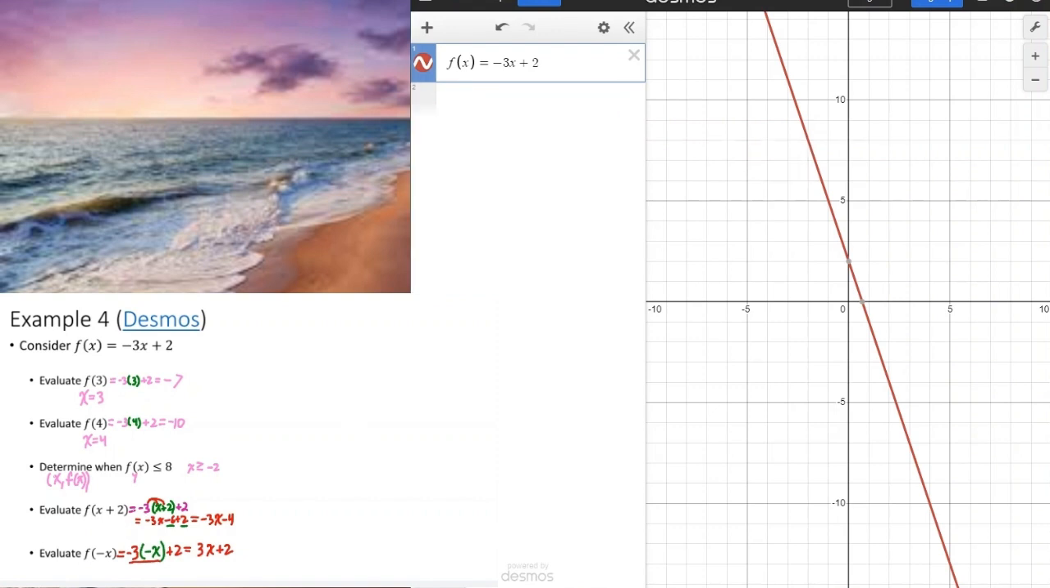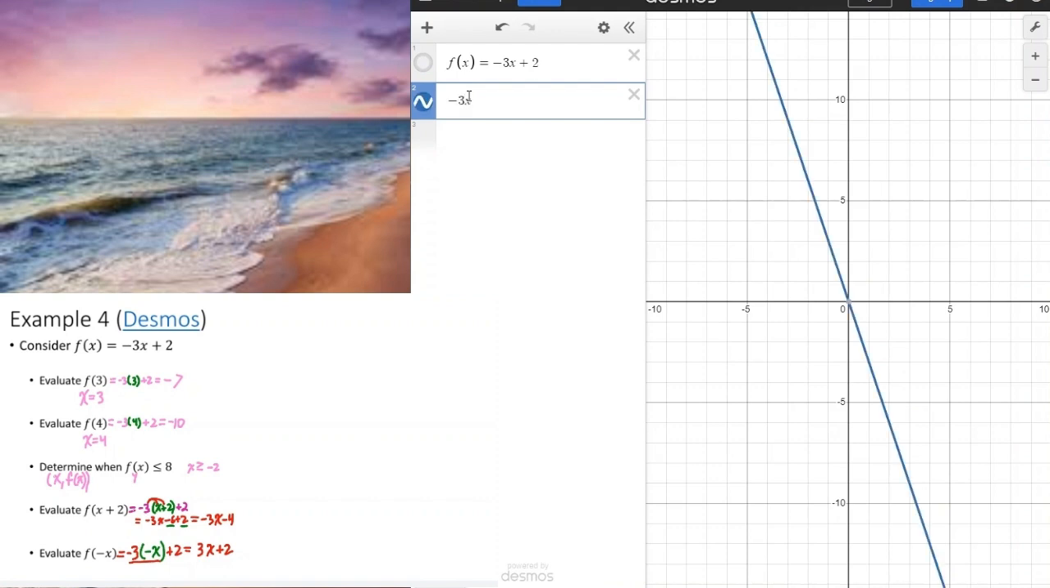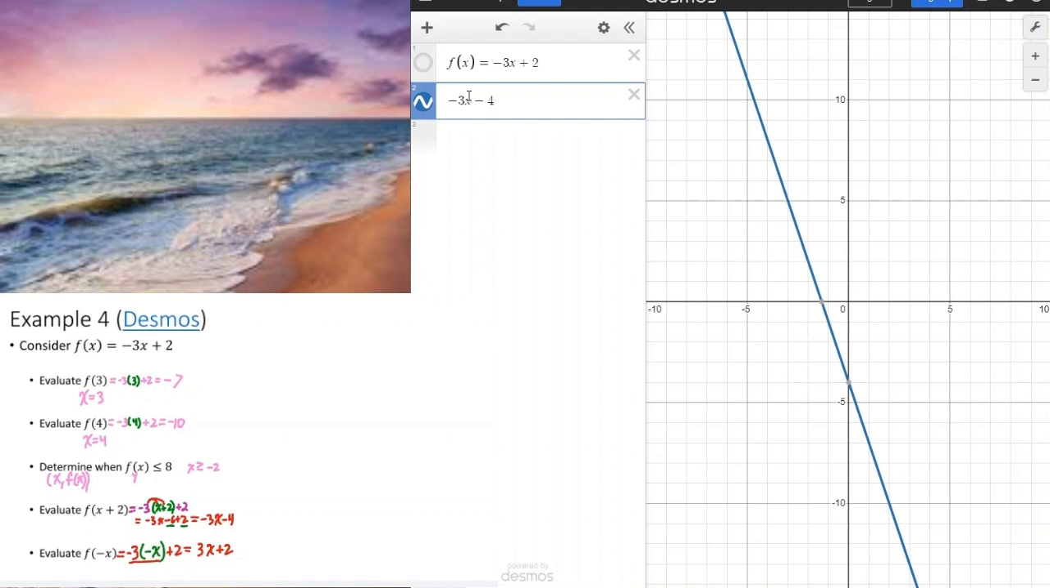Even though Desmos can't evaluate f(x + 2), we can still use Desmos to check to see if we simplified correctly. So going to Desmos, first I'm going to turn off the graph for f(x) so it doesn't get in the way. And I'm going to type in what we got for f(x + 2), which is -3x - 4. And I can see the graph there in blue.